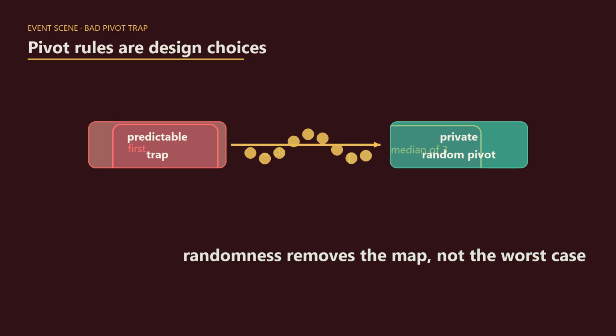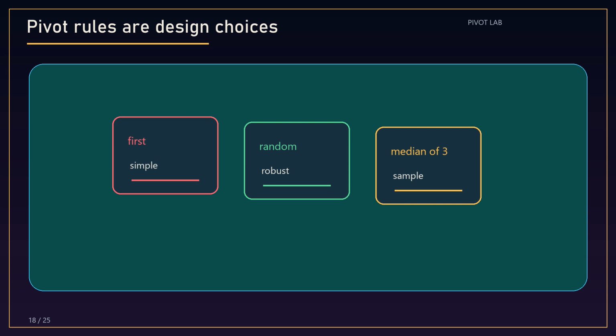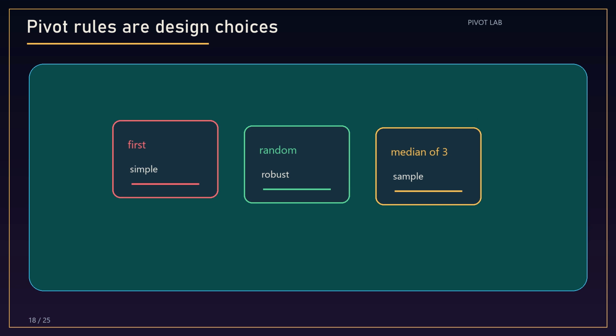There are many pivot rules. First item is simple but fragile. Random pivot is robust against input order. Median of 3 samples a few candidates and chooses a middle-looking one. The rule is not decoration. It is a steering wheel for the recursion tree.